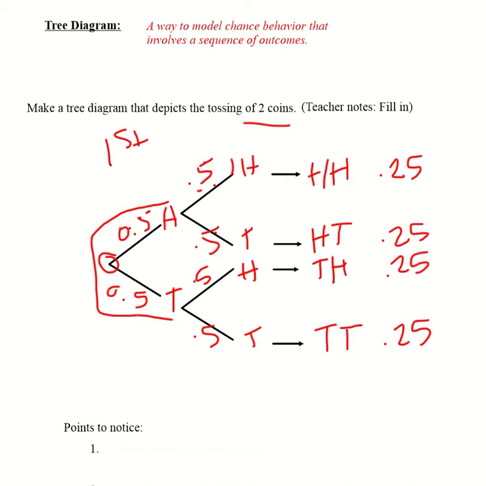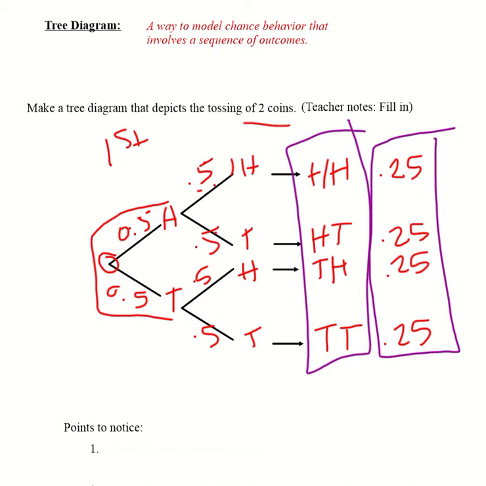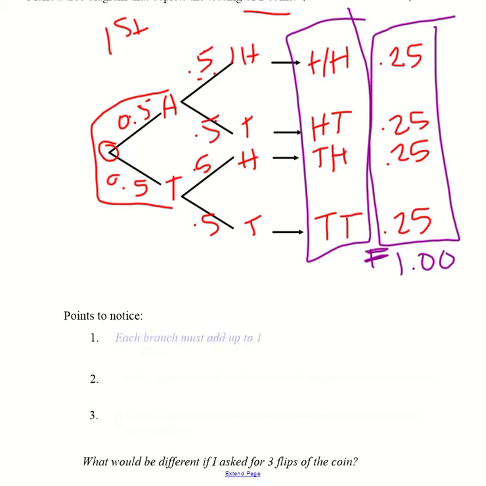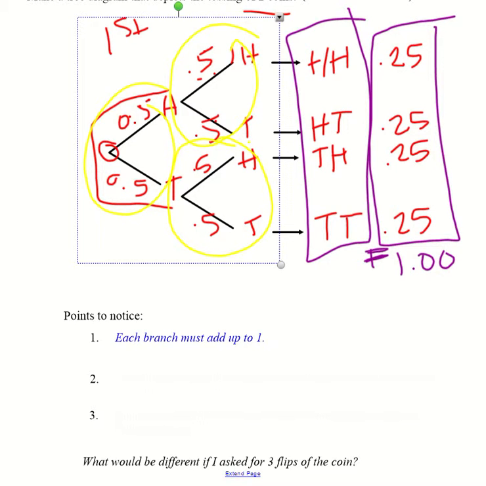Things to notice. Right here we should have all the different possible outcomes. Here we have the probabilities of each event, and these should add up to 1.00. When you add them up, you should get 1.00. If you add all those up, you do get that. So, things to notice. Each branch must add up to 1. We talked about that. This first branch, the probabilities added up to 1. These branches, the probability added up to 1. Probability added up to 1 here.